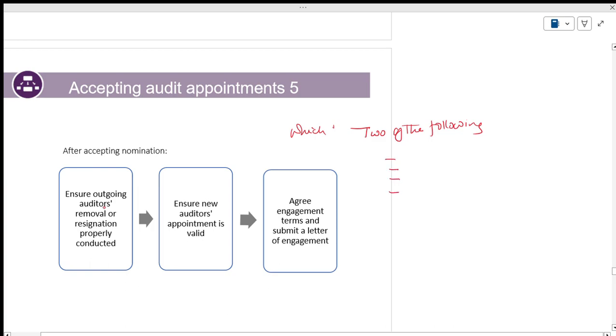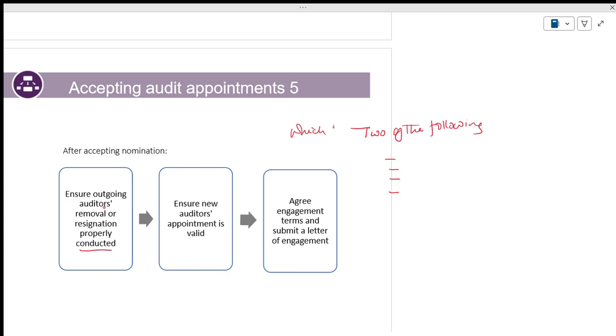As an auditor, what do you have to do after accepting the offer? Ensure the outgoing auditor's removal or resignation was properly conducted. Means as per the removal we covered in the previous lecture, we don't want to go into detail on what the procedures are. We are not covering those things.